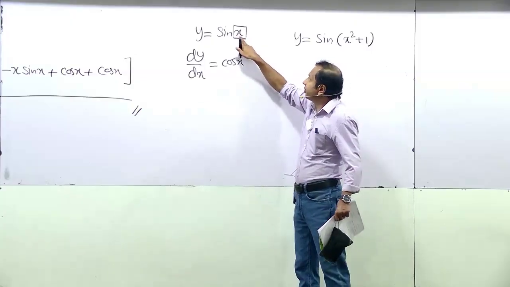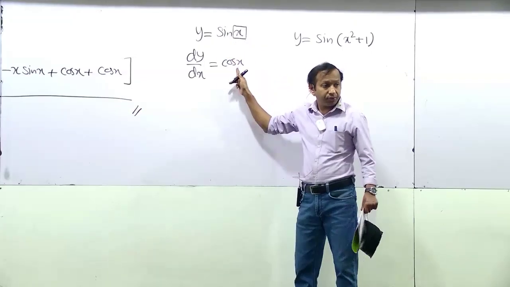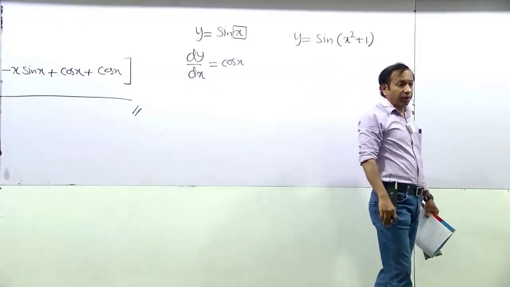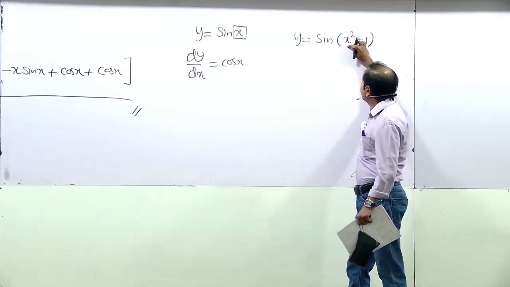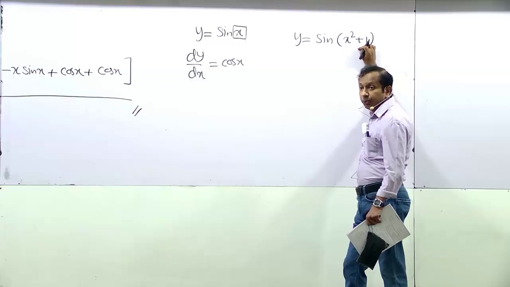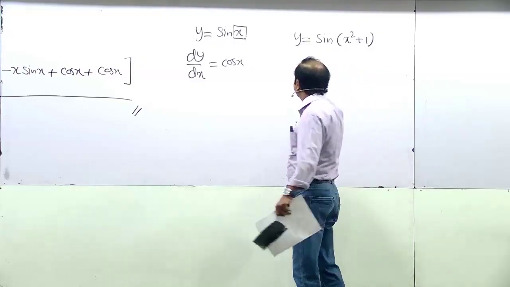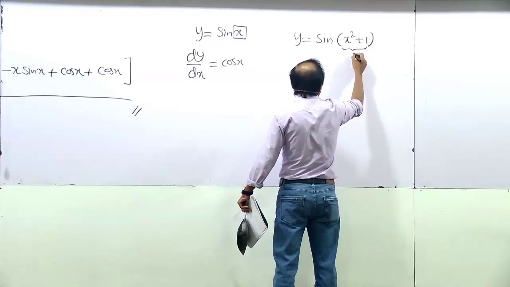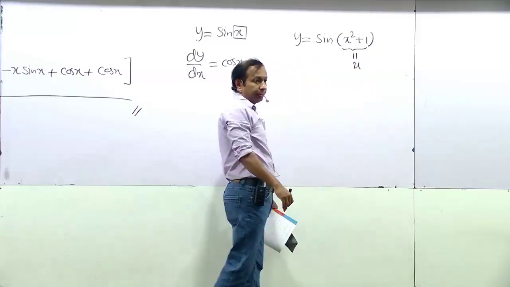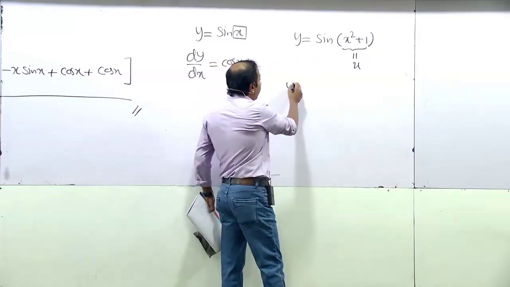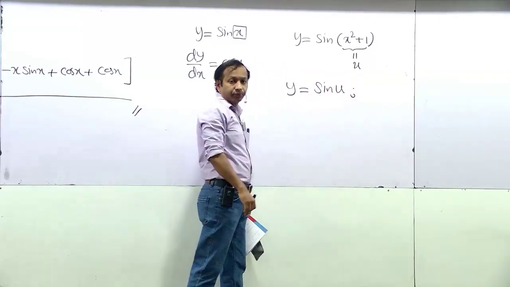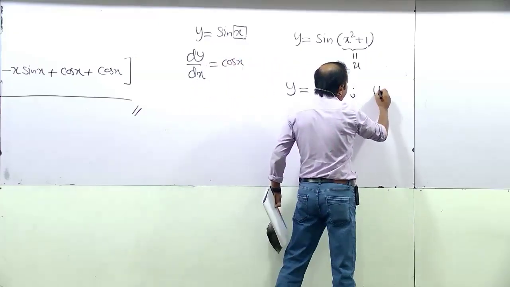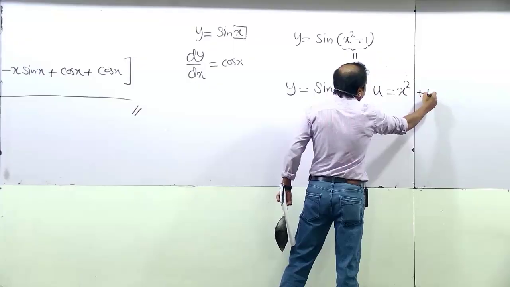When we have only x, we know the derivative of sin x is cos x. Now, in place of x, here we have a function of x, here x squared plus 1. Let's see how to differentiate this. Here I take this way: this one I take as u. Then y equals sin u, where u equals x squared plus 1.